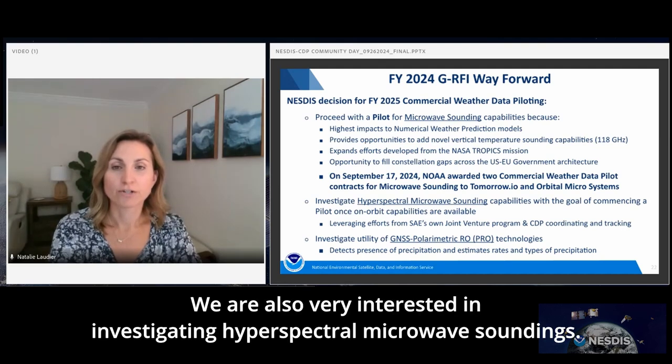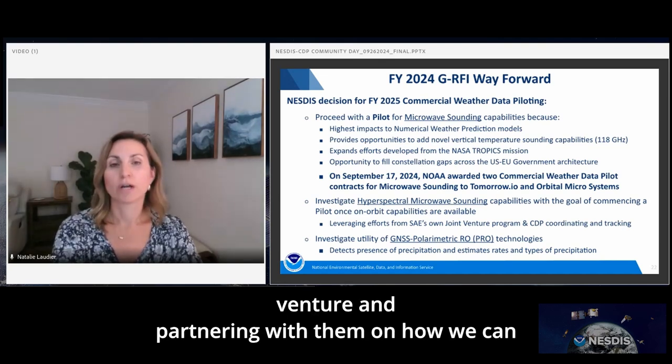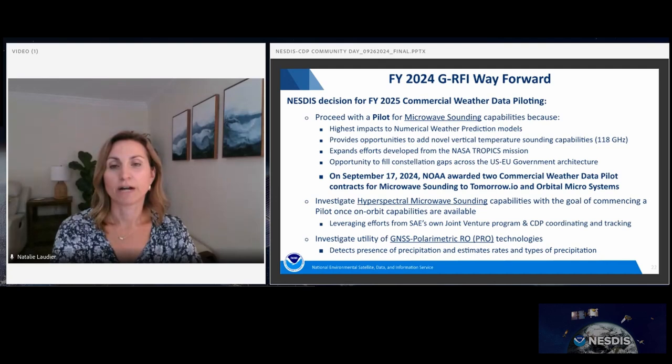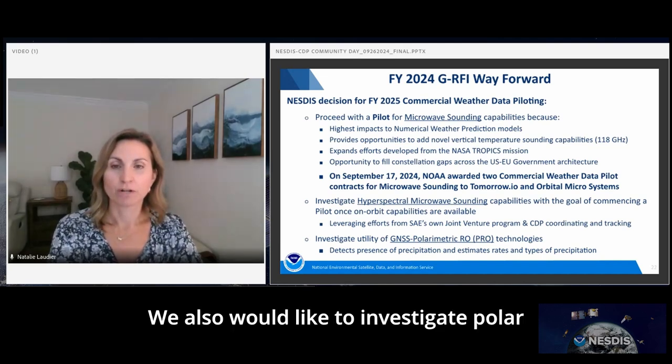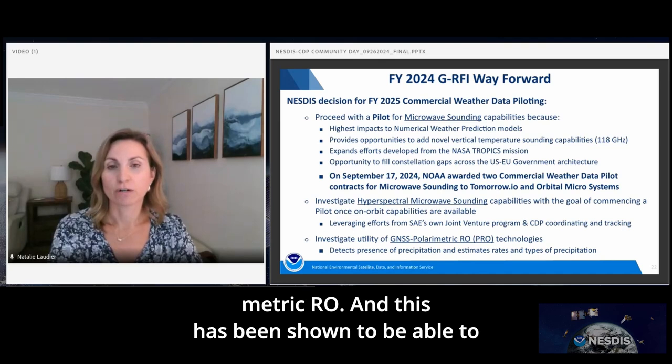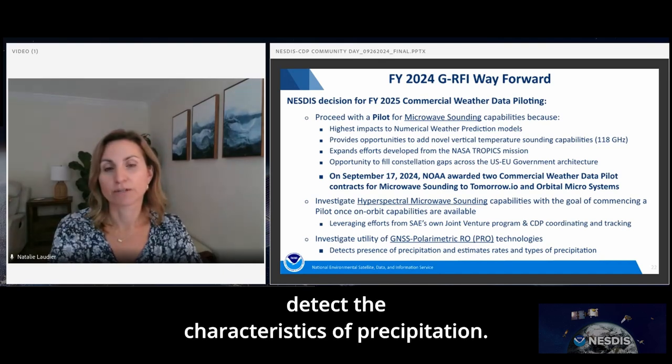We are also very interested in investigating hyperspectral microwave soundings. We're leveraging the work from SAE Joint Venture and partnering with them on how we can do a pilot with hyperspectral once it's on orbit and available. We also would like to investigate polarimetric RO, and this has been shown to be able to detect the characteristics of precipitation.